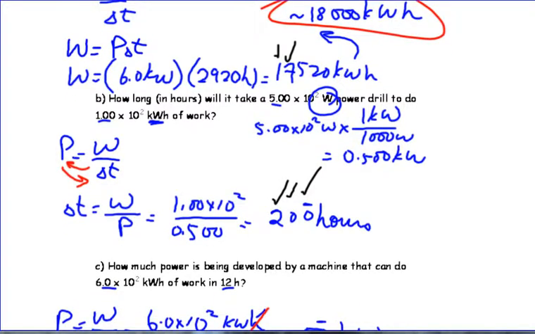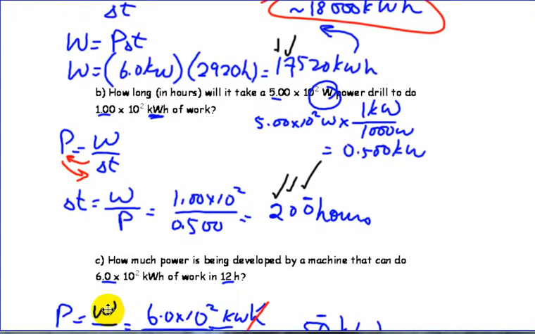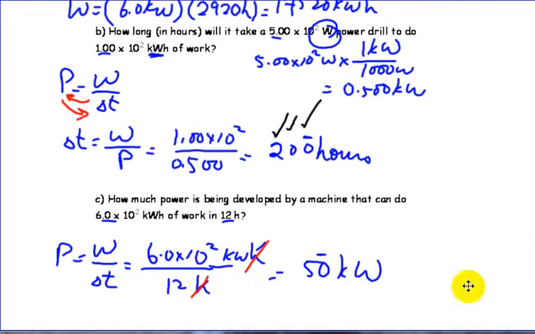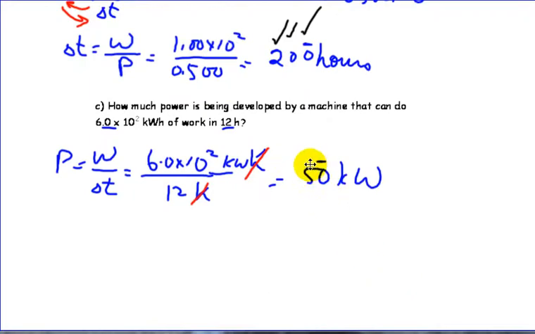How much power is being developed by a machine that can do 600 kilowatt hours of work in 12 hours? That's easy, everything's in the right unit. Kilowatt hours divided by hours, and I'm going to be left with kilowatts here. It works out to be 50. To ensure that I have 2 sig figs, put a line over that last 0.